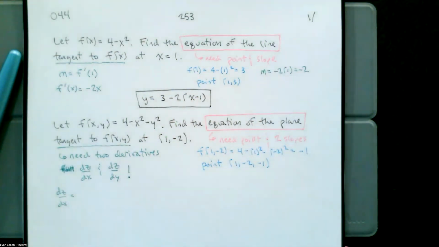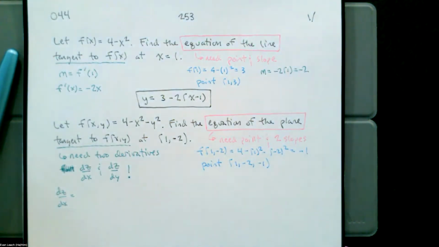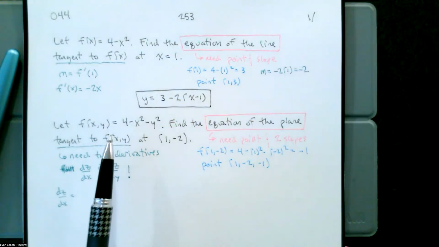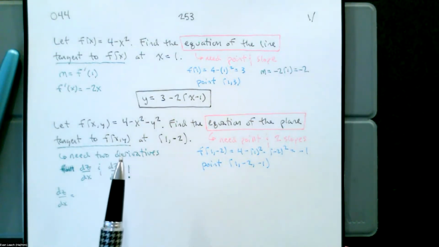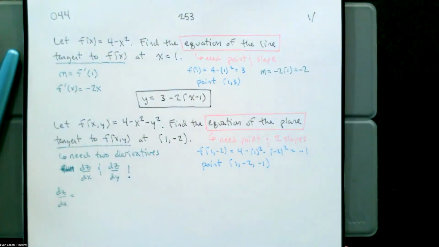What do you think we're going to write for dz dx, the derivative of z with respect to x? This is terminology we haven't even used yet, but we know what it's aiming at. We know it's aiming at a slope. How is z changing with respect to x? What could we write for this? What's the derivative of 4 with respect to x? 0. What's the derivative of minus x squared with respect to x? Minus 2x. I bet that's part of it.